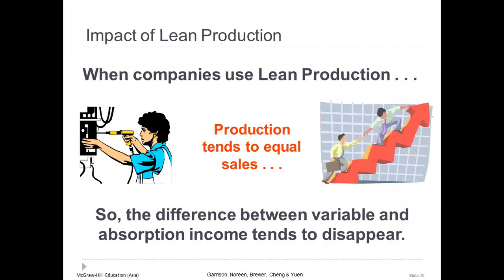So what is the impact of lean production? When companies use lean production, the goal is to eliminate finished goods inventories and reduce work in process inventory to almost nothing. This causes absorption costing and net operating income to essentially move in the same direction as sales. Therefore, the difference between absorption costing and variable costing income tends to disappear. So if there's no inventory, there's no fixed overhead cost sitting in inventory.